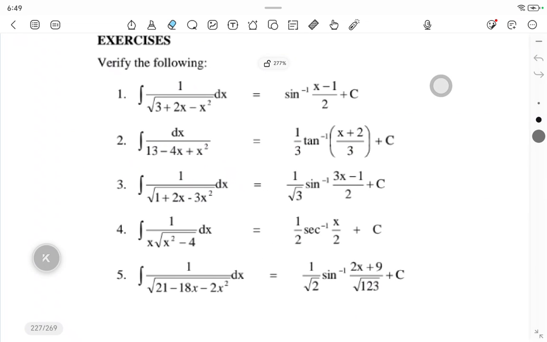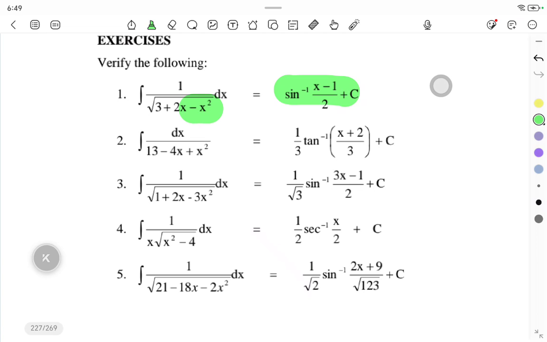Yeah, you see, if your x is negative, you know you're going to focus on arc sine. If x is positive, focus on arctan. And then x negative, arc sine. It will be simple for you to do this.